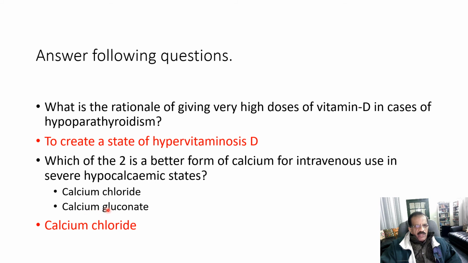Calcium gluconate is considered to be a safer option when you want to give calcium, not as an emergency but otherwise, because with calcium gluconate, the gluconate part has to be removed in the liver and calcium will be available slowly. It will take a lot of time to normalize serum calcium, but in this situation we want quick and fast results, so that is why calcium chloride will be given.